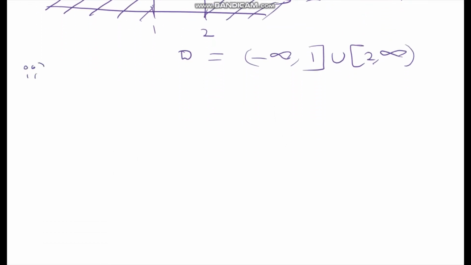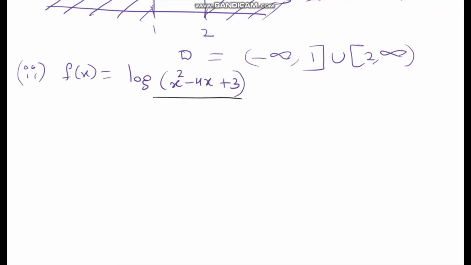Second question, f of x equals log of x square minus 4x plus 3. This is defined only if x square minus 4x plus 3 is more than 0. Even if it is 1, it's okay, because log of 1 is 0. But log of this function should be always positive. On factorizing this, I'll get x minus 3 into x minus 1 as more than 0.